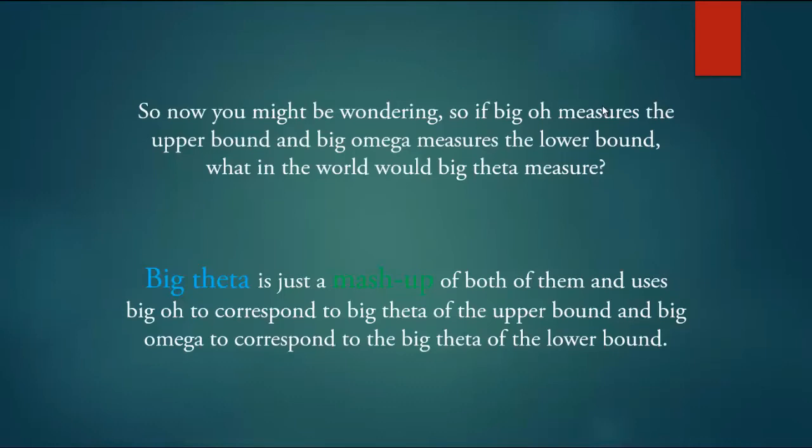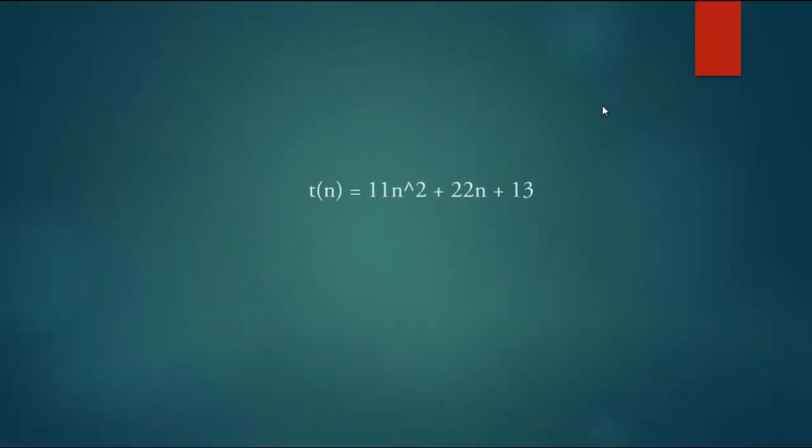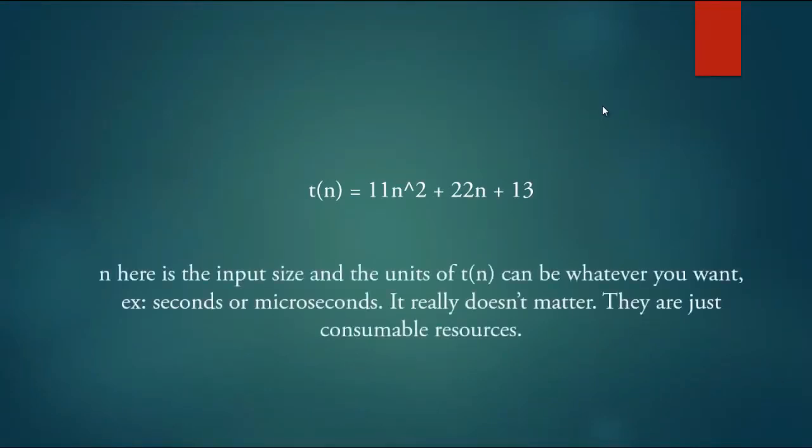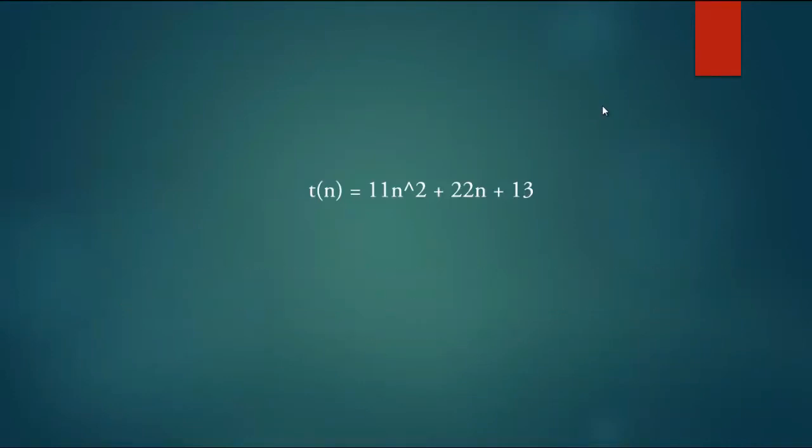Suppose you have an algorithm whose running time as a function of the input size is T(n) = 11n squared + 22n + 13. n here is the input size, and the units of T(n) can be whatever you want, for example seconds or microseconds, it really doesn't matter. They are just consumable resources, and that's how you should think about them.